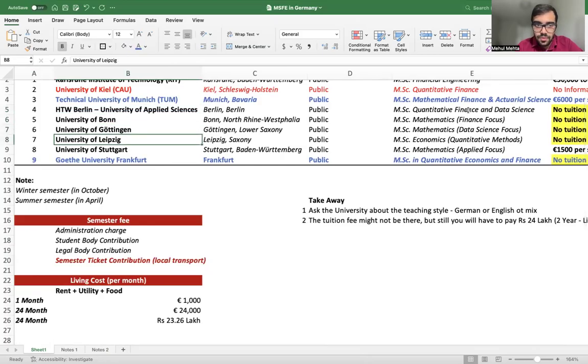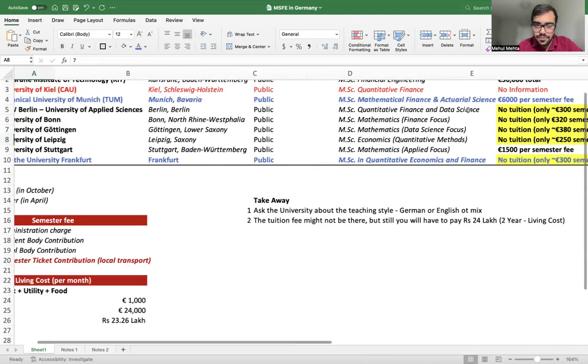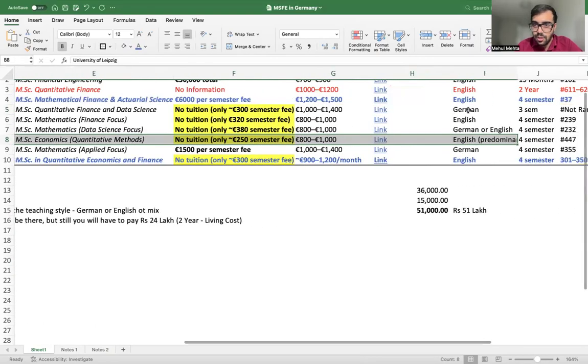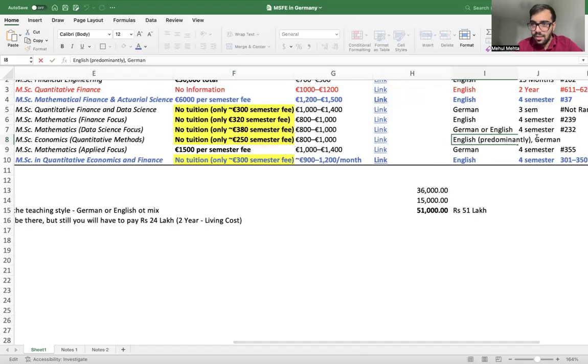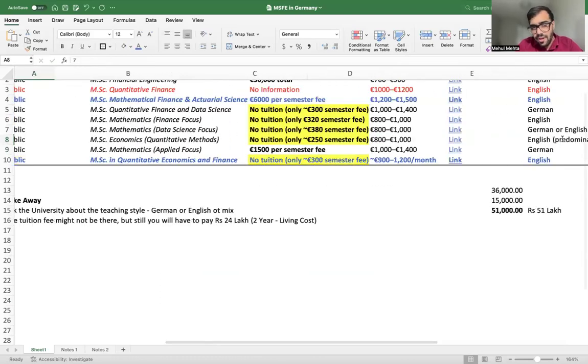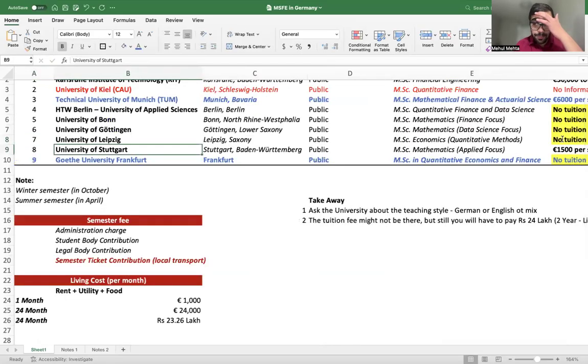All right. So this was the University of Leipzig, which offers this master's in economics. Again, this is predominantly taught in English, but on the website they have also written German, which means some coursework might be taught in German. The QS ranking is still fine, 447, less than 500. I would still prefer the university.